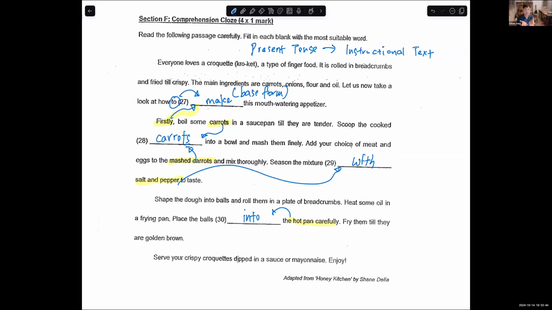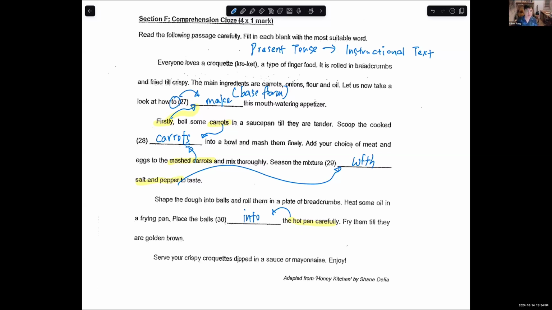So if you want to talk about something that is placed inside a container, it's into, right? And a container is not too deep, it's quite shallow, right? In this case, a pan is not very deep. A pot or a pan is quite shallow. So you put something into the pot, you put something into the pan. You don't put something in, you put something into.